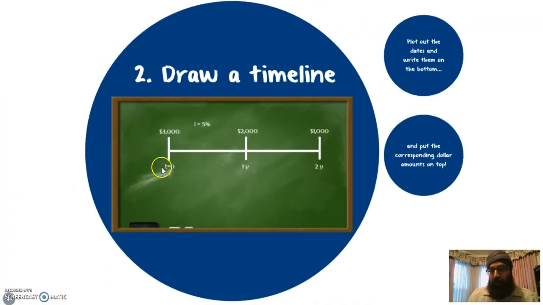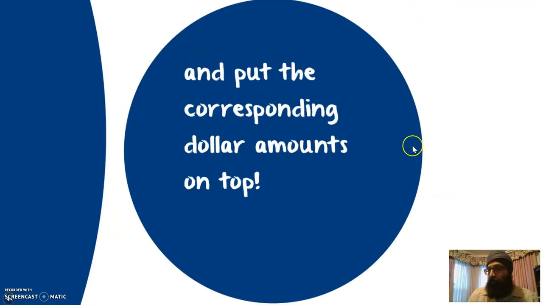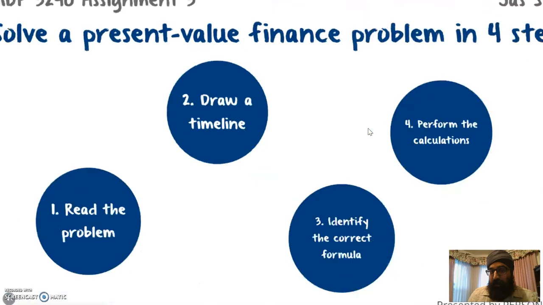Right, so you see that t equals 0 is today, 1 year from now, 1y, and 2 years from now, 2y. And then the corresponding dollar amounts on top, right? So whatever money she's going to receive, Marie, she's going to write down the dollar amounts right above the corresponding date. And we also have I equals 5% to remind us what the rate is to discount this money.